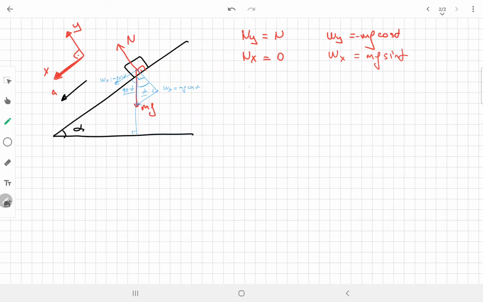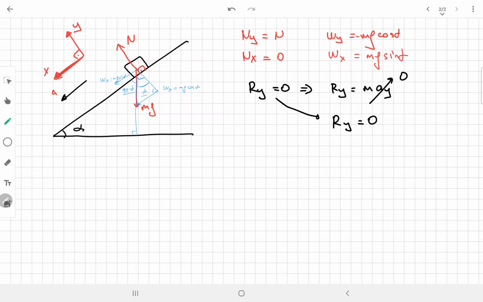Now we know that resultant force in y direction should be equal to 0 because there is no motion in y direction. So let's apply Newton's second law for the y direction. So it should be like this. We know that there is no motion in that direction. It means acceleration equal to 0. From here we can say that the resultant force equal to 0. So this is the proof.